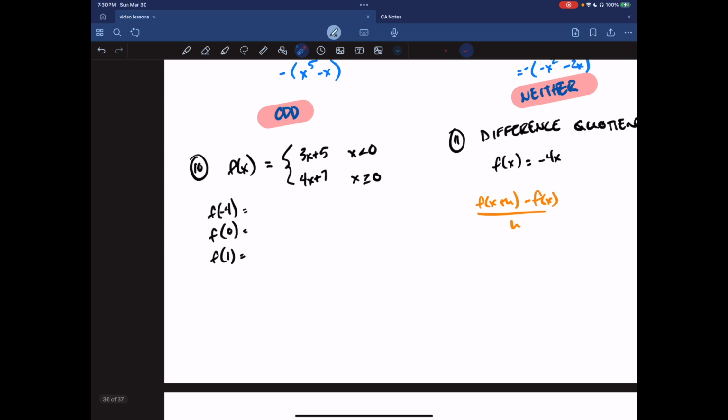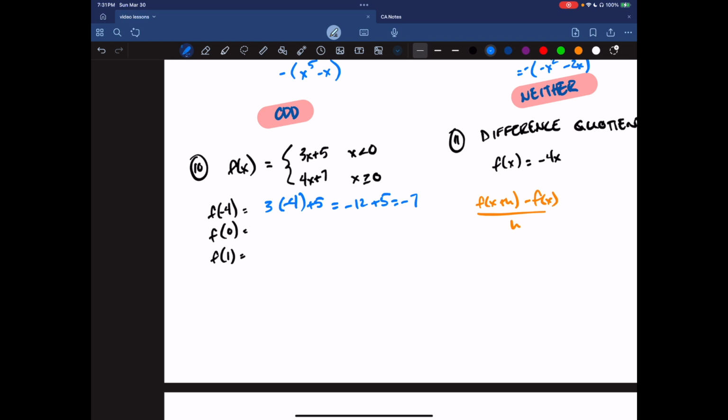So here, you just want to do a couple things. First of all, I have a -4 here. So which function do I use? Do I use the first one, 3x plus 5, or the second one, 4x plus 7? Well, -4 is less than 0. So I'm going to plug in -4 in the first one and see what I get. So that's going to be -12 plus 5, which is -7.